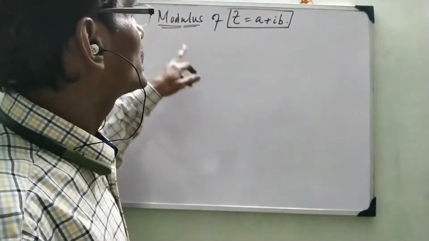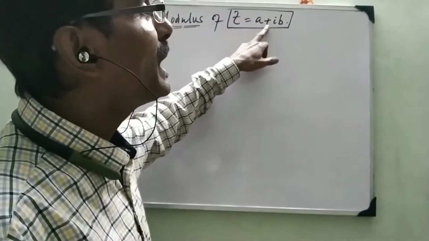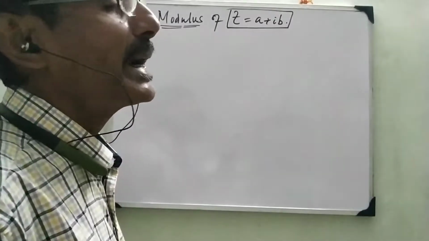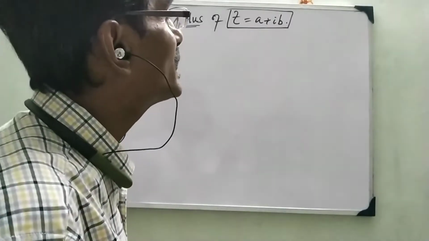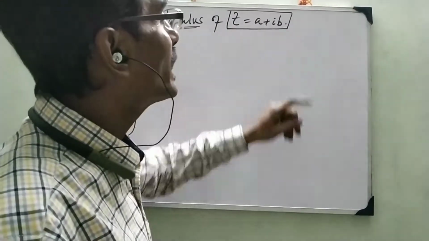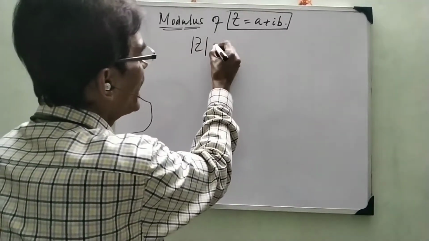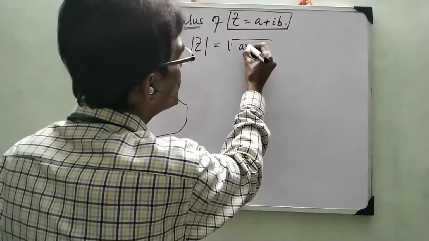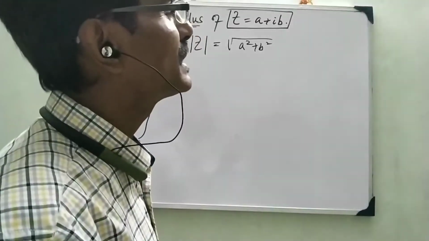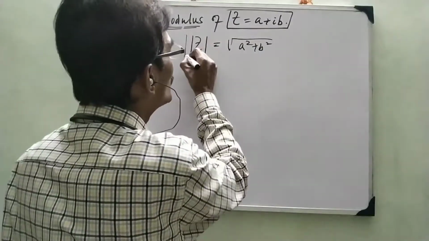Look at the board. Heading: Modulus of a complex number, the standard form a plus ib. And last day I have discussed the conjugate, the additive inverse, the multiplicative inverse. Today, the modulus of the complex number z equal to a plus ib. The modulus symbol is mod of z, and its direct formula is root of a square plus b square, means real part whole square plus imaginary part whole square, root of this. So this is the formula for this.